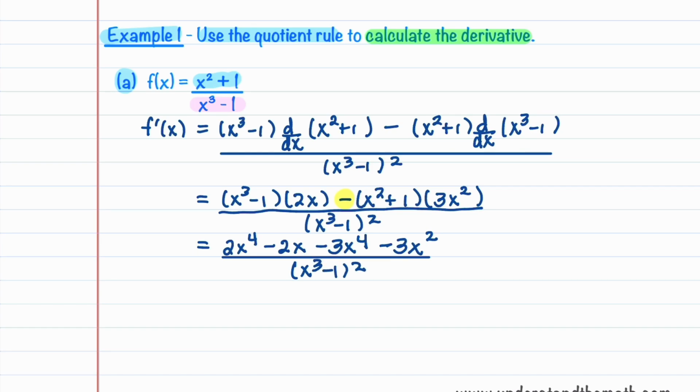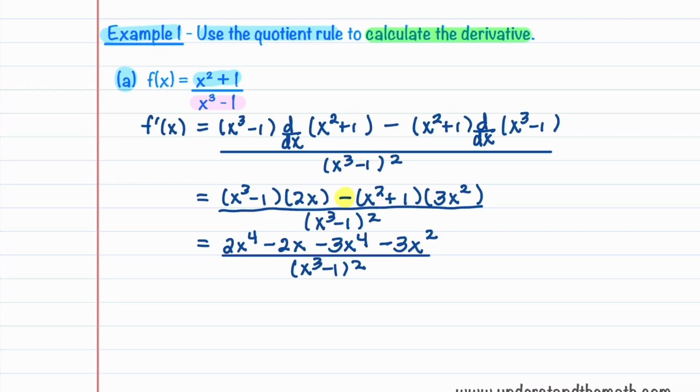Now let's see what terms combine. We can combine 2x to the fourth with minus 3x to the fourth, and that gives us a minus x to the fourth, and then we have a minus 3x squared, and then minus 2x, and all of that is divided by x cubed minus 1 quantity squared.